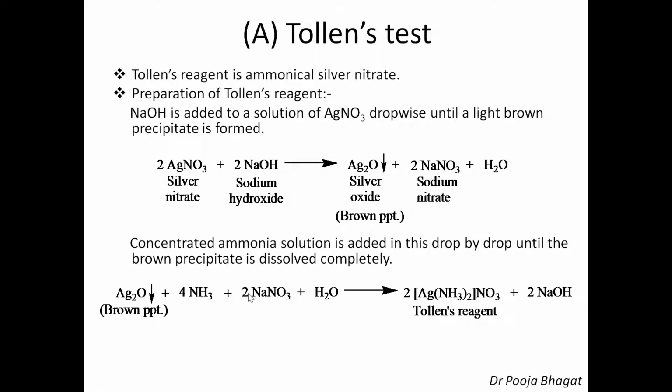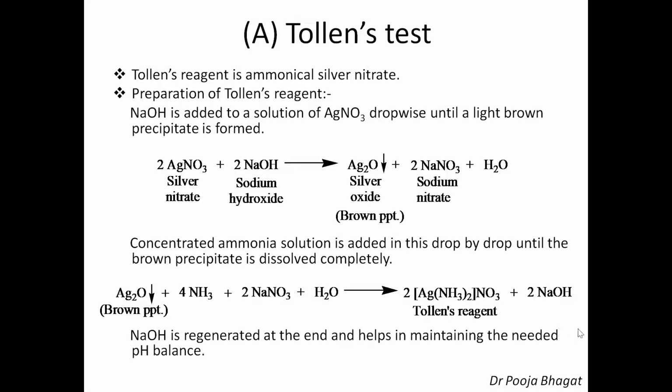Now this is the chemical equation involved. This is silver oxide, and sodium nitrate and a water molecule are already there in the reaction mixture. So when we add ammonia into it, we get this. This is the Tollens reagent, or you can say ammoniacal silver nitrate. Here the silver is in the +1 oxidation state. Ammoniacal silver ion is in the +1 oxidation state. And sodium hydroxide is regenerated. You can see here that the sodium hydroxide is involved in the reaction and it is regenerated. Therefore, this helps in maintaining the needed pH balance in the reaction mixture.